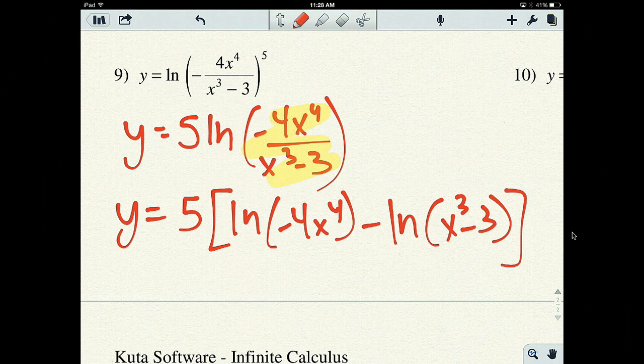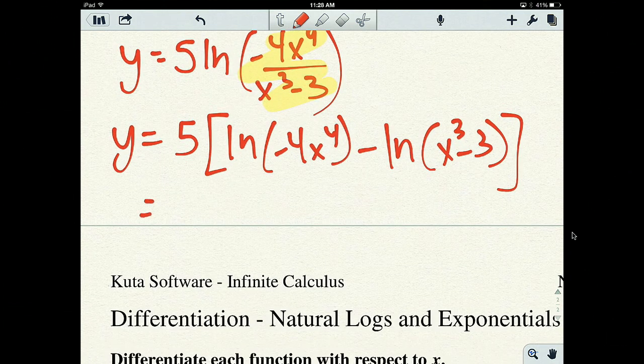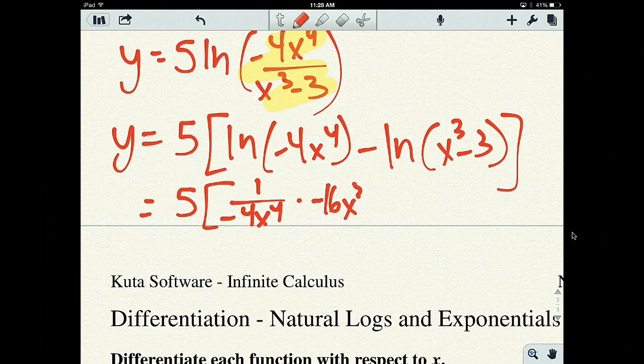Okay, and then from here it's actually very simple. I won't solve it out the whole way, but I'll leave the 5 out in front. This is going to be 2 chain rules. The derivative of the outside function, the derivative of ln, is going to be 1 over negative 4x to the fourth times the derivative of the inside, which is negative 16x to the third. So that is the derivative of the first ln. The second ln, same thing: 1 over x to the third minus 3 times 3x squared.